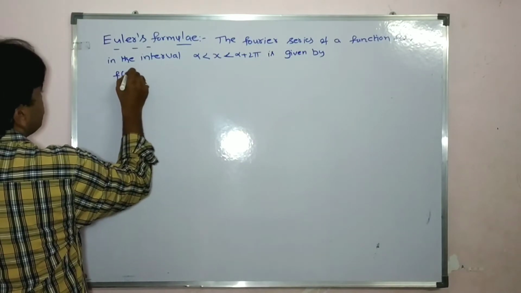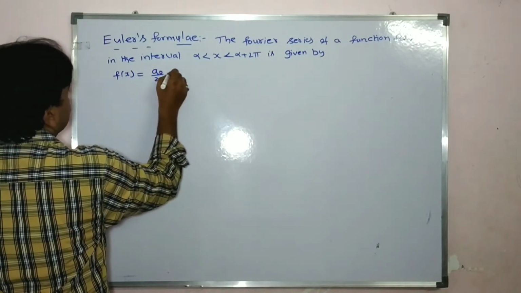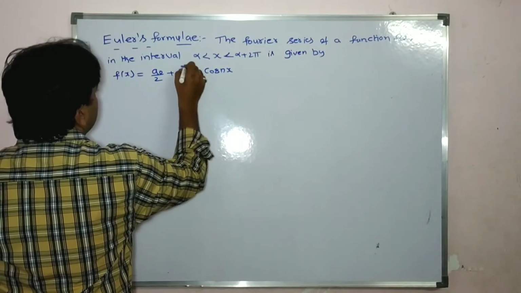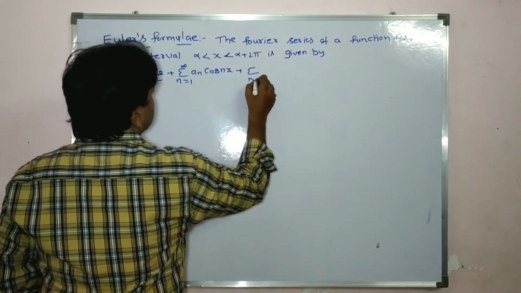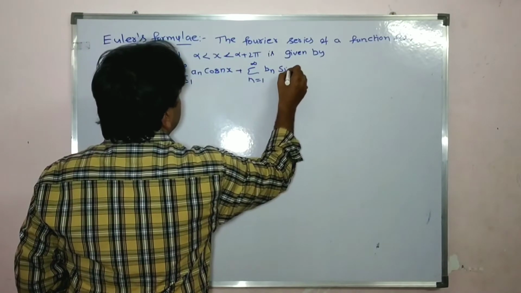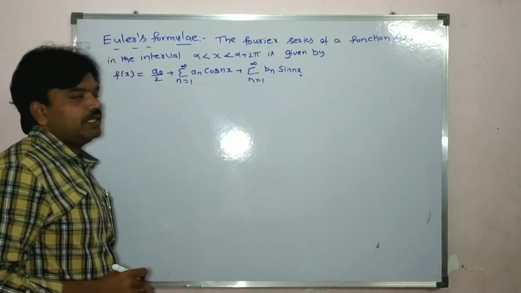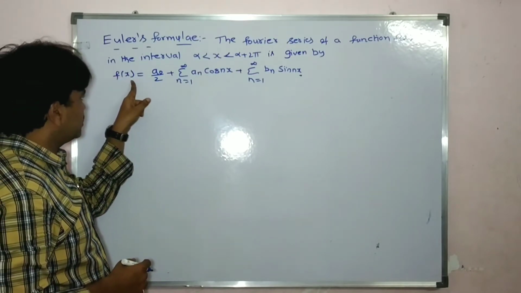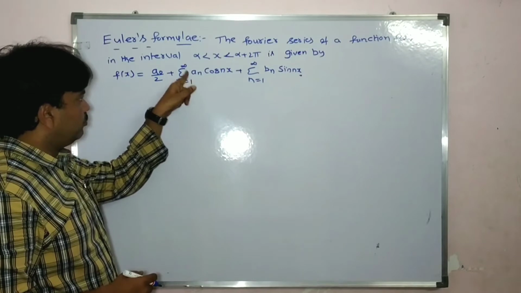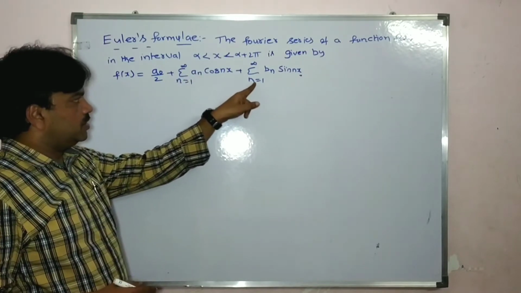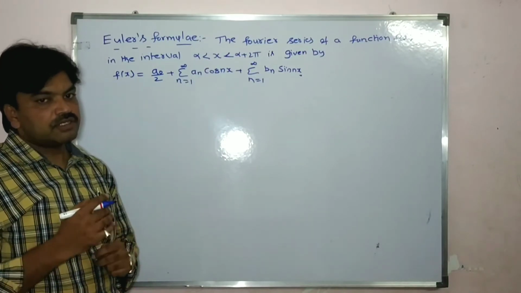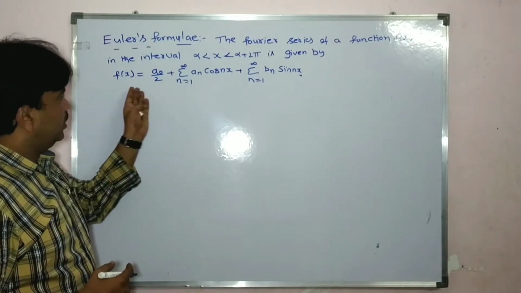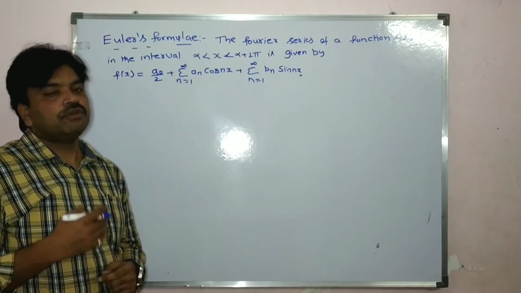Now he defined the Fourier series, students. Here f of x is equal to a naught by 2 plus sigma n is equal to 1 to infinity an cos nx, plus sigma n is equal to 1 to infinity bn sin nx, where n starts from 1 to infinity. This is the Fourier series, students.